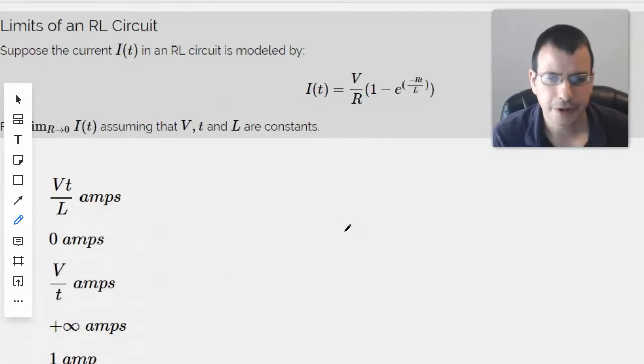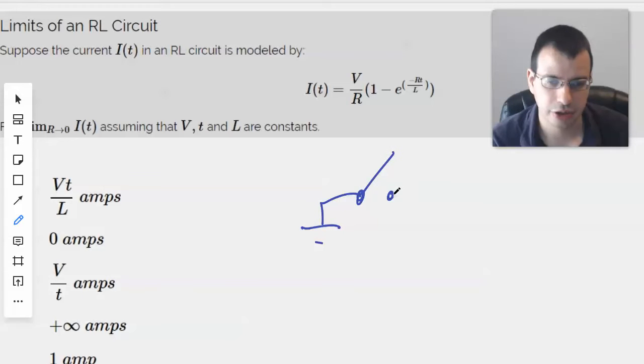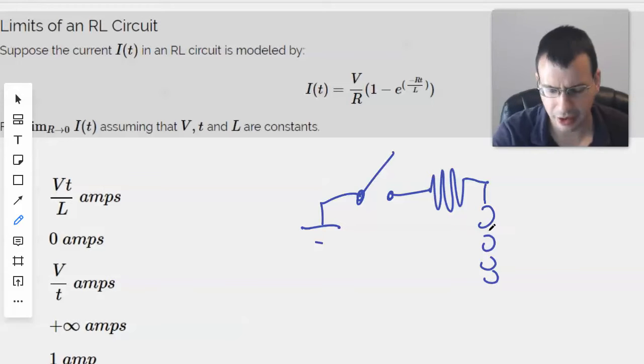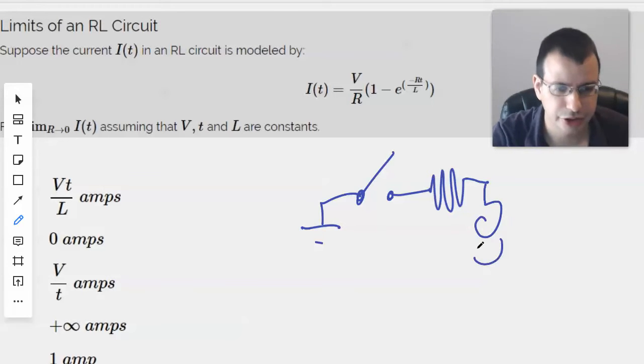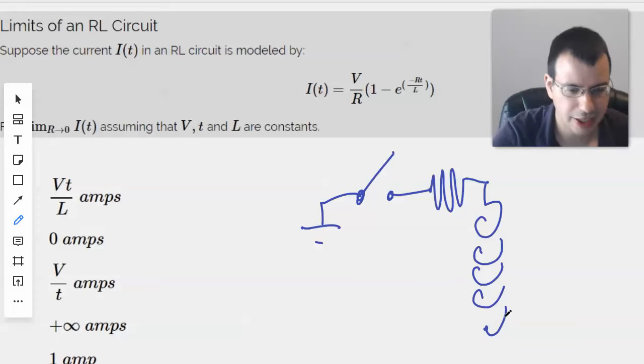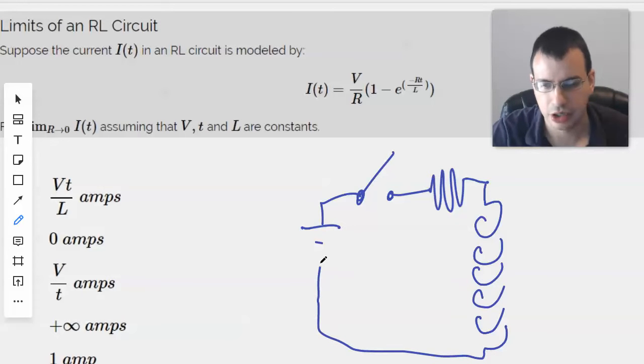So the idea here, a little background. You have an RL circuit. That's a little switch. That's a little resistor. This here is a solenoid, I can do a better one than that. I take pride in my inductors. There we go. We'll call that our circuit here.